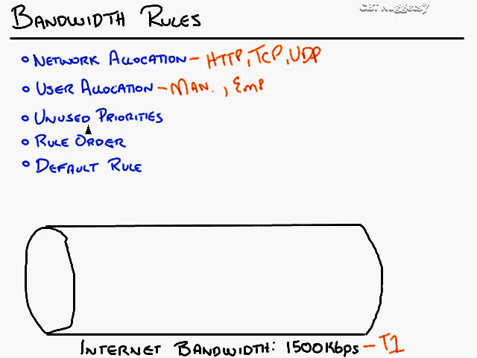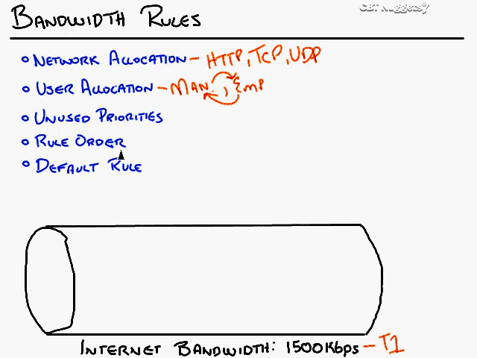Now, with the unused priorities, you might say, well, what if the managers aren't using their 60% of the bandwidth? Does that mean it just gets wasted? No, if it's unused, it'll go to the other groups. So if someone's not using it, it will go away. However, if the traffic suddenly comes through and the managers need it, it will be pulled back from that employee group. So bandwidth is never wasted by doing this. It's just allocated dynamically.